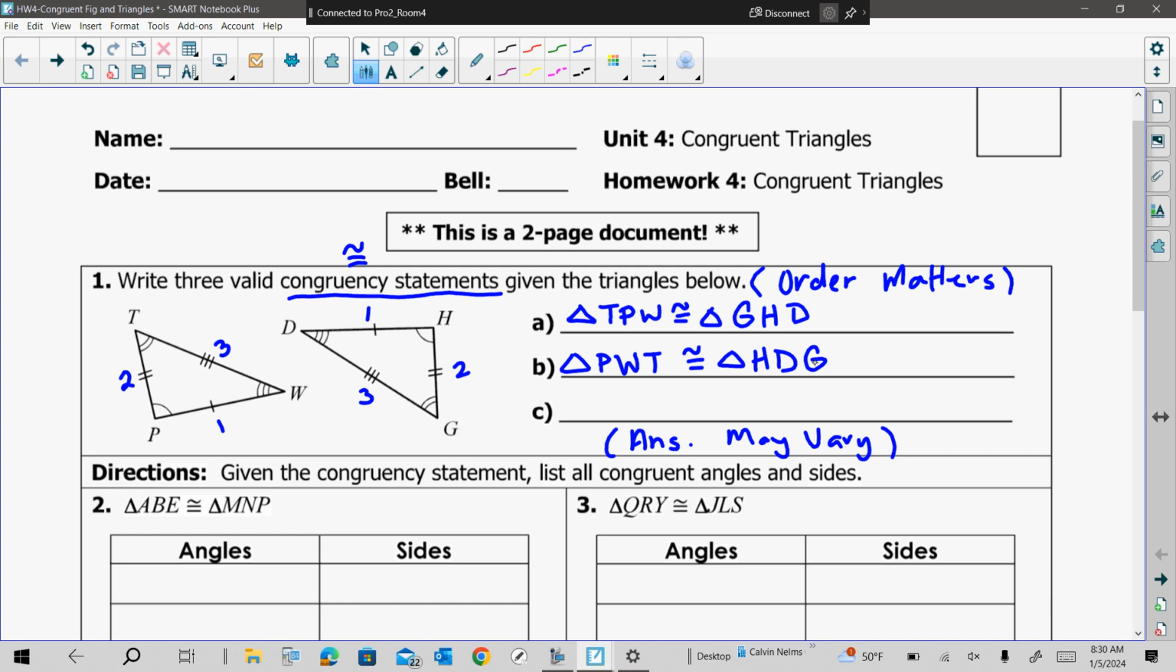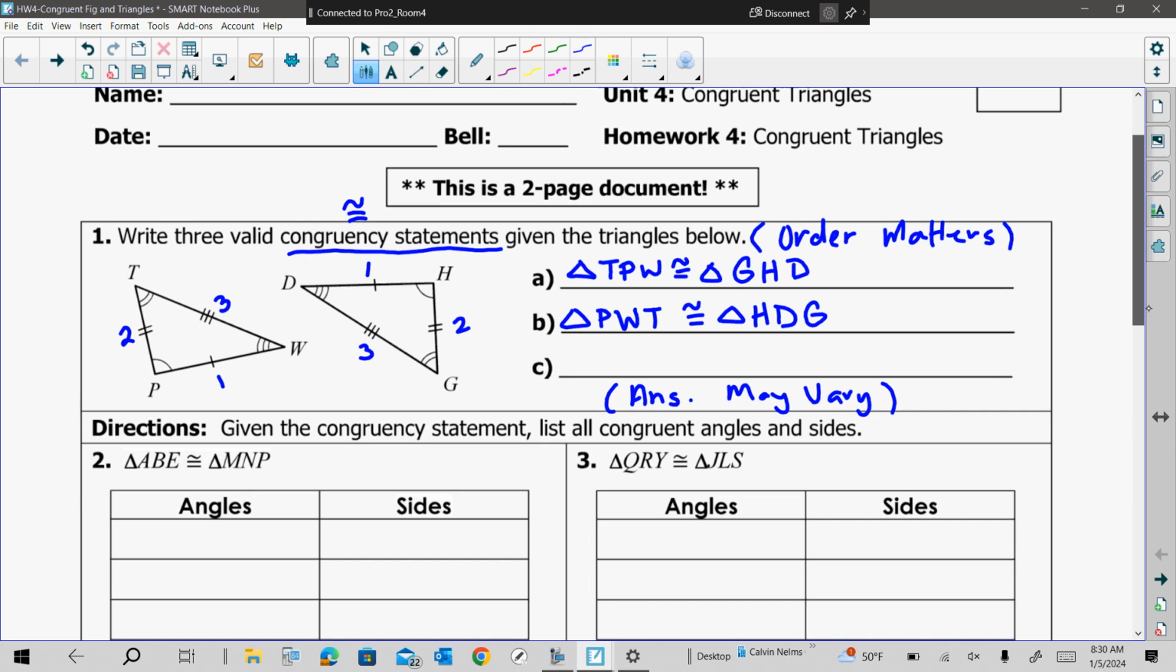Okay. All right, so you're going to do number C. You come up with your own. I'll check that you did the ordering correctly. This is why I say answers can vary.